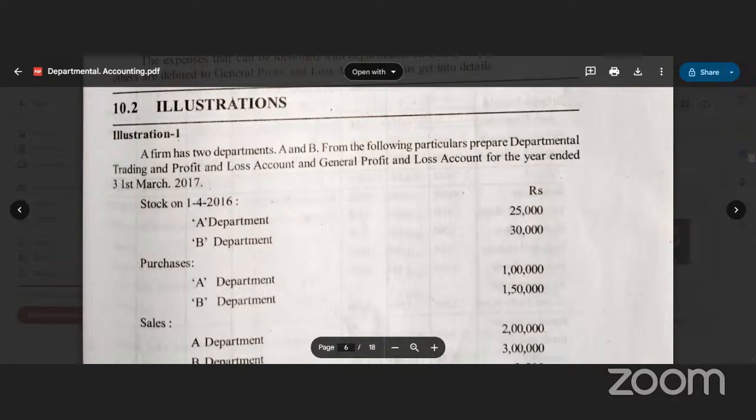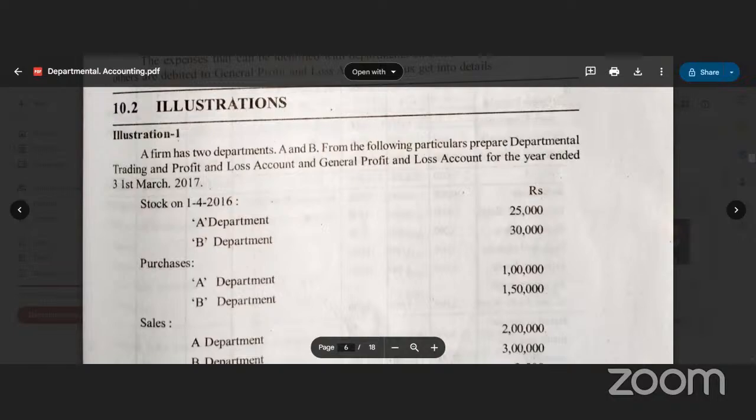Are you understanding? Yes, ma'am. So how do we calculate the power? Based on each department, how many power points are there. Based on that. The area we allocate based on the space occupied. And salaries we calculate based on the number of workers allotted for each department.